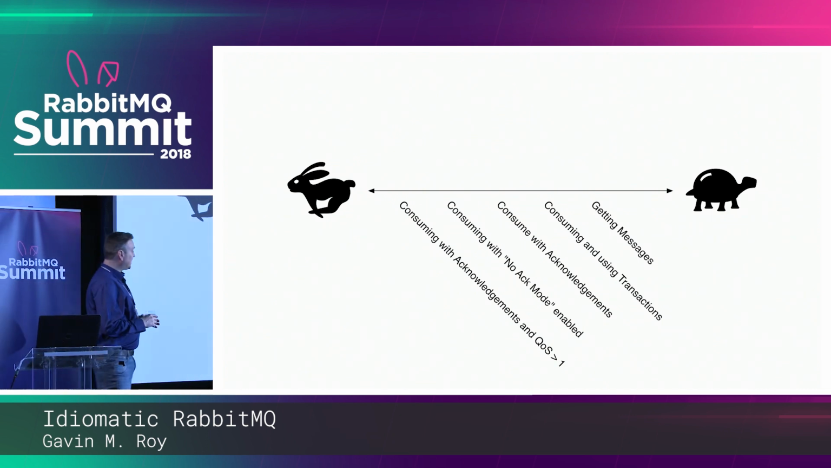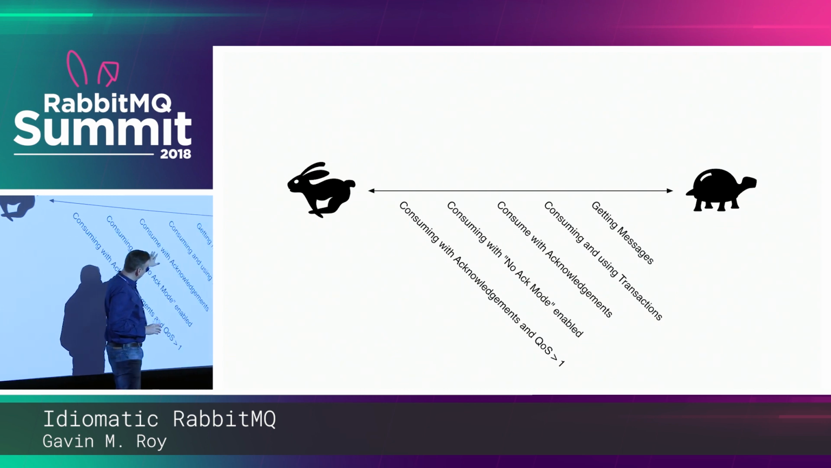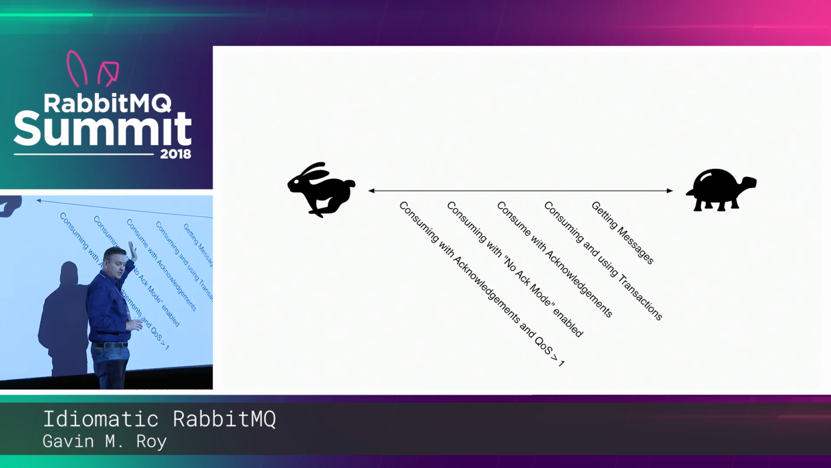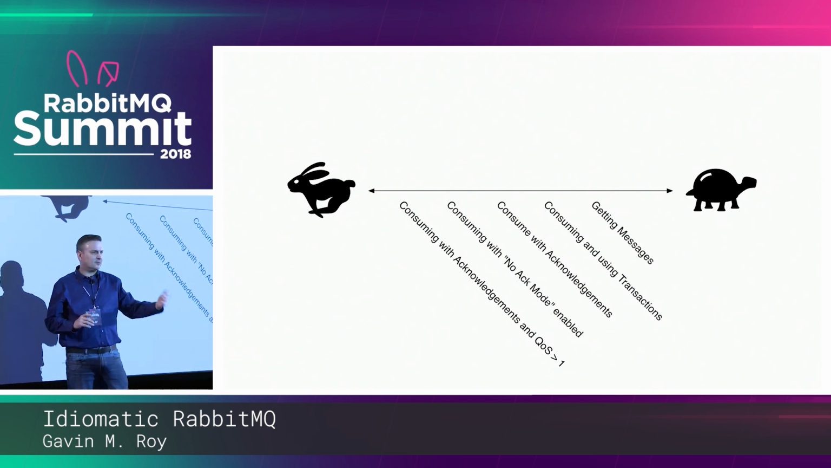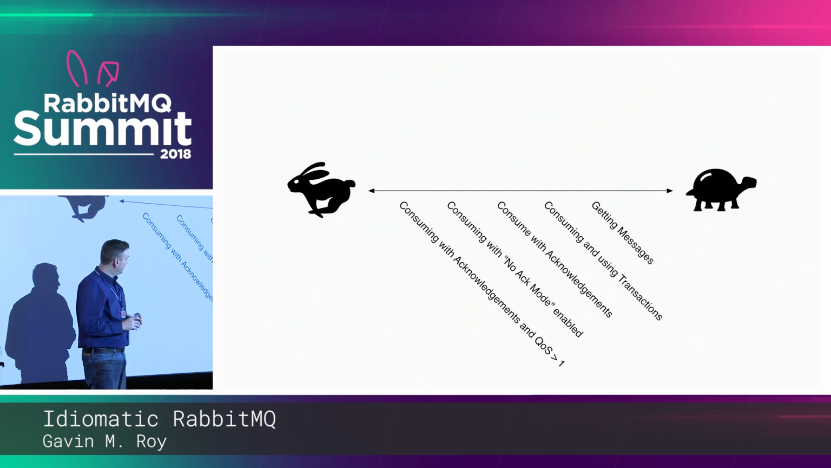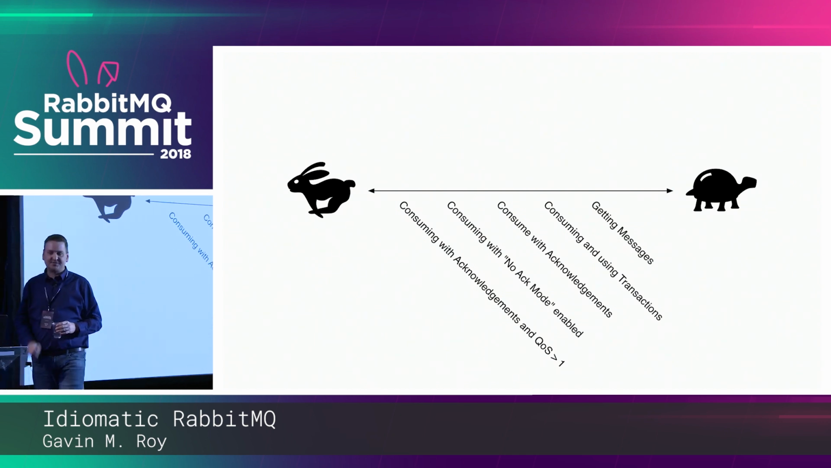So on the other side, consuming with acknowledgements is going to be slower. So with QoS, you're not worrying about it. You're just saying basic consume. You're receiving the messages, you're acknowledging them, and you're just getting them one at a time as they go through. Transactions are even slower. But again, getting is the slowest.